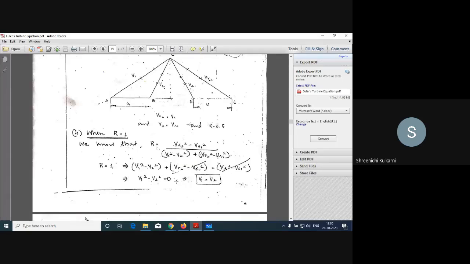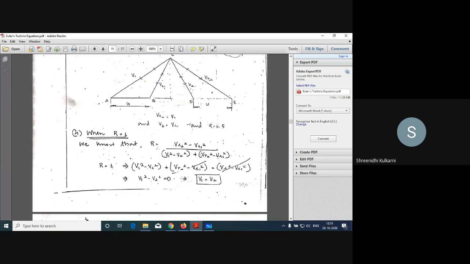So we will get V1 square minus V2 square plus VR2 square minus VR1 square, equal to VR2 square minus VR1 square. Here VR2 square minus VR1 square will get cancelled. So finally we get V1 square minus V2 square equal to 0, and finally V1 is equal to V2.